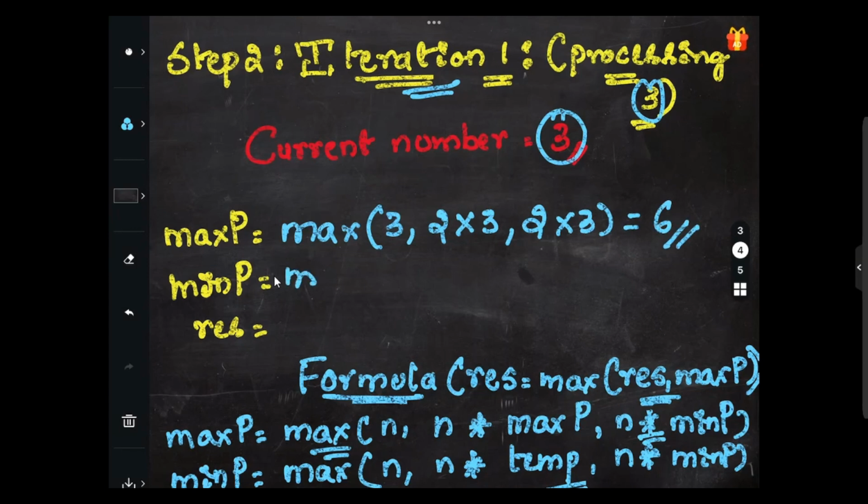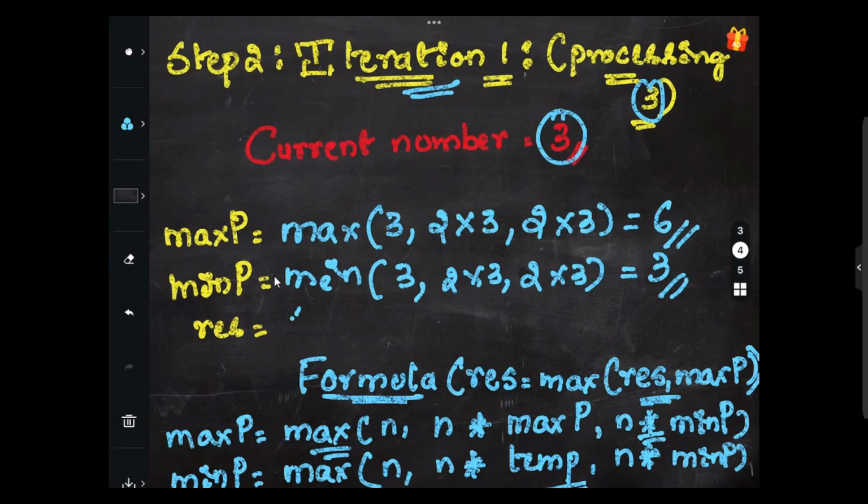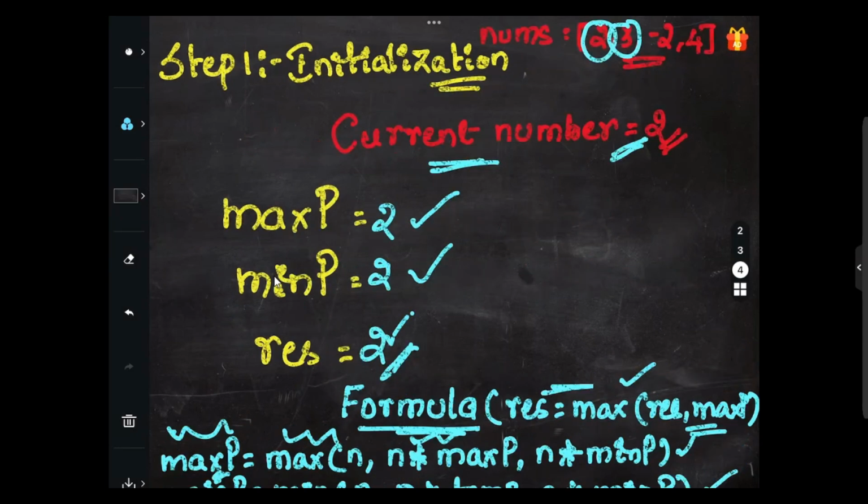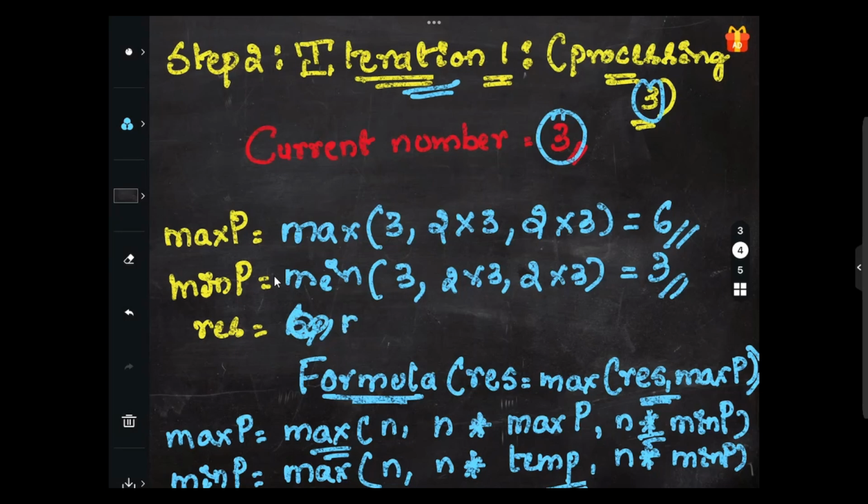So again here we will come to min, we'll go with this formula, n into temp. Here in this case same thing, 3 comma 2 into 3 comma 2 into 3. So it will be 3, 6 and 6. The minimum out of 3, 6 and 6 we will be considering here 3, right? So the result is result comma max p in this case. So the result will be 6 in this case, right? So result will be 2 comma 6 in this case. Previously it was 2.